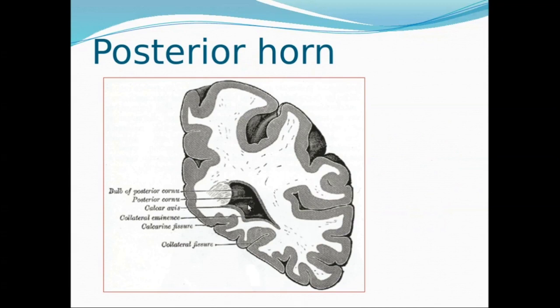So this is the posterior horn. If you see in the floor, two projections. One is formed by the calcarine sulcus, that is the calcar avis, and another is this bulb of posterior horn formed by the forceps major. So two elevations, upper elevation and lower elevation in the floor of the posterior horn. So this calcarine fissure extends up to the ventricle. So it will be the complete sulci.